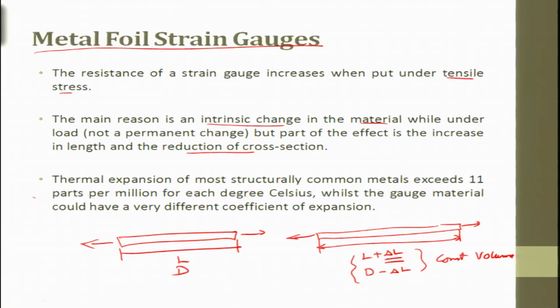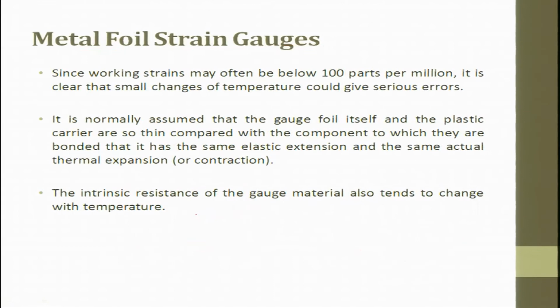So, we talk about thermal expansion. Suppose in this shaft, if you start applying heat, if heat is applied, then what happens? What is the material property you have to take? That is what is discussed here. Since working strain may often be below 100 parts per million, it is clear that small changes of temperature could be very serious error. So, please make sure when we use this strain gauge measurement, the temperatures are not dominating.